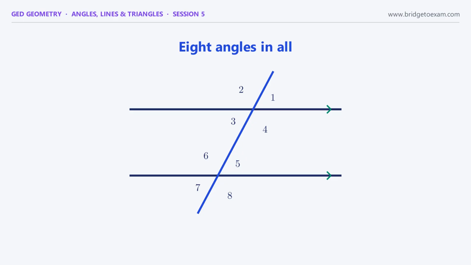Here's the amazing thing. Every one of those 8 angles is either equal to the angle you start with, or supplementary to it. So there are really only 2 different values in the whole picture. Our 3 rules will tell us which is which.